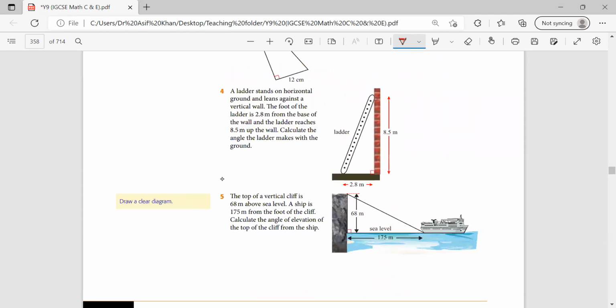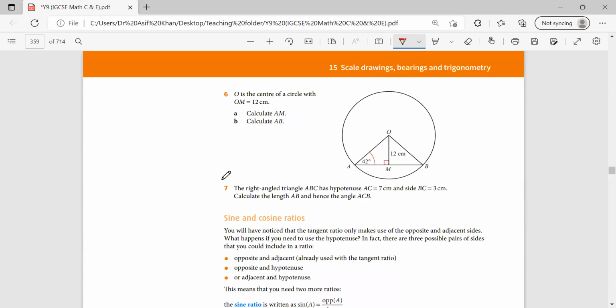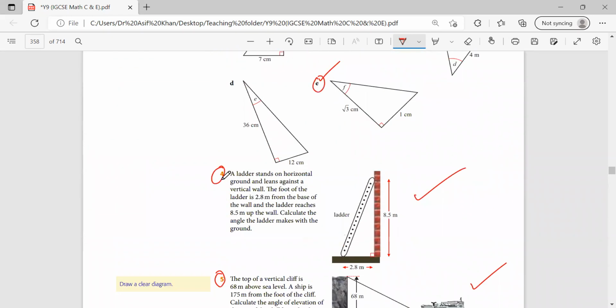Here, questions number 4 and 5. See, these are practical examples. 4 and 5. Then question 6, I will solve with you.